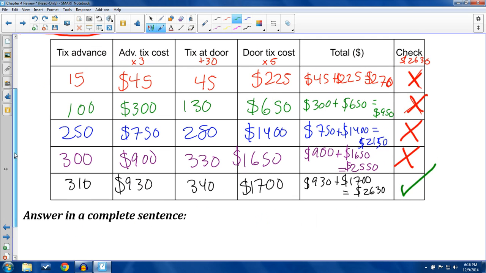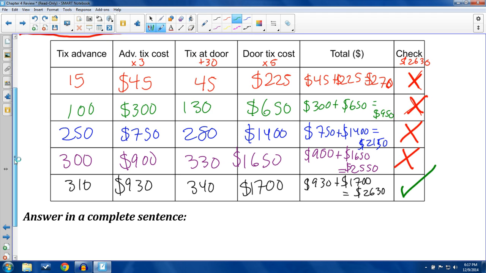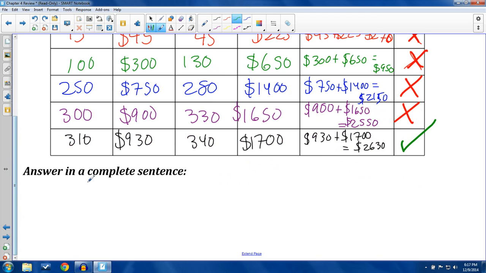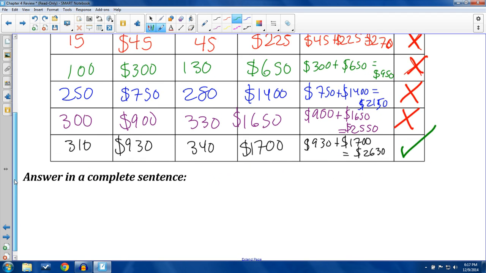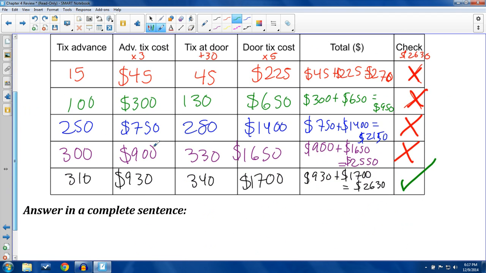The way you'd normally do it is shoot for something significantly higher. Maybe I should have shot for 400 after 100. I shoot for that, and they're like, okay, it's got to be in between. And you keep going. So, answer in a complete sentence. You can't answer something without knowing the question. How many tickets were sold at the door? Not how much did you make selling at the door. Not how many tickets were sold in advance. Not how many were sold total. How many were sold at the door?